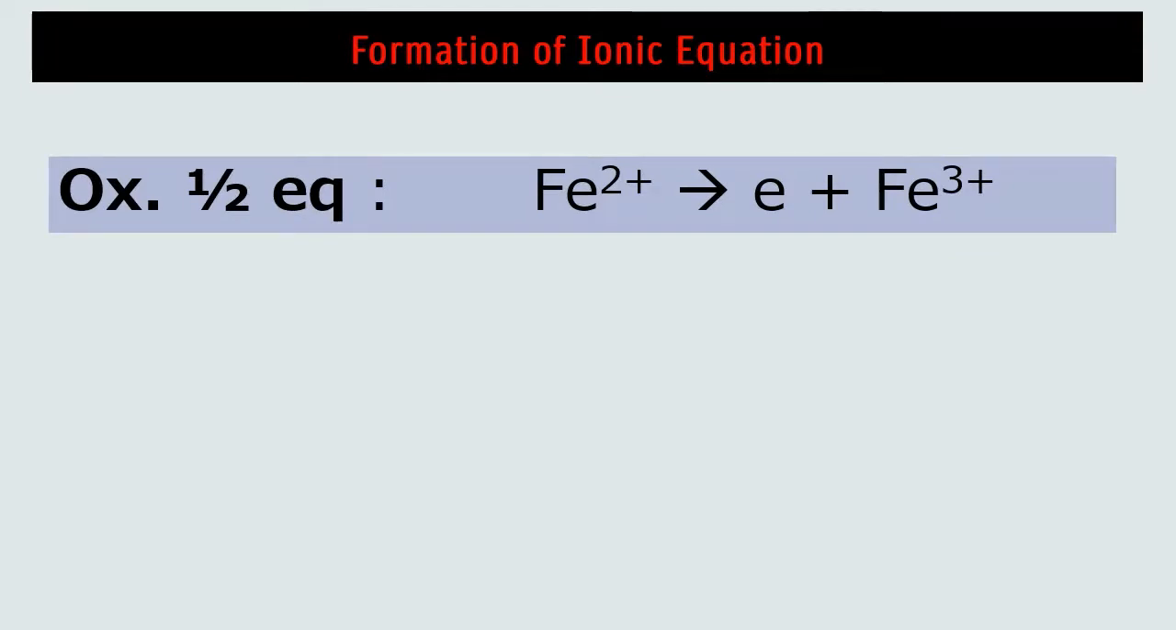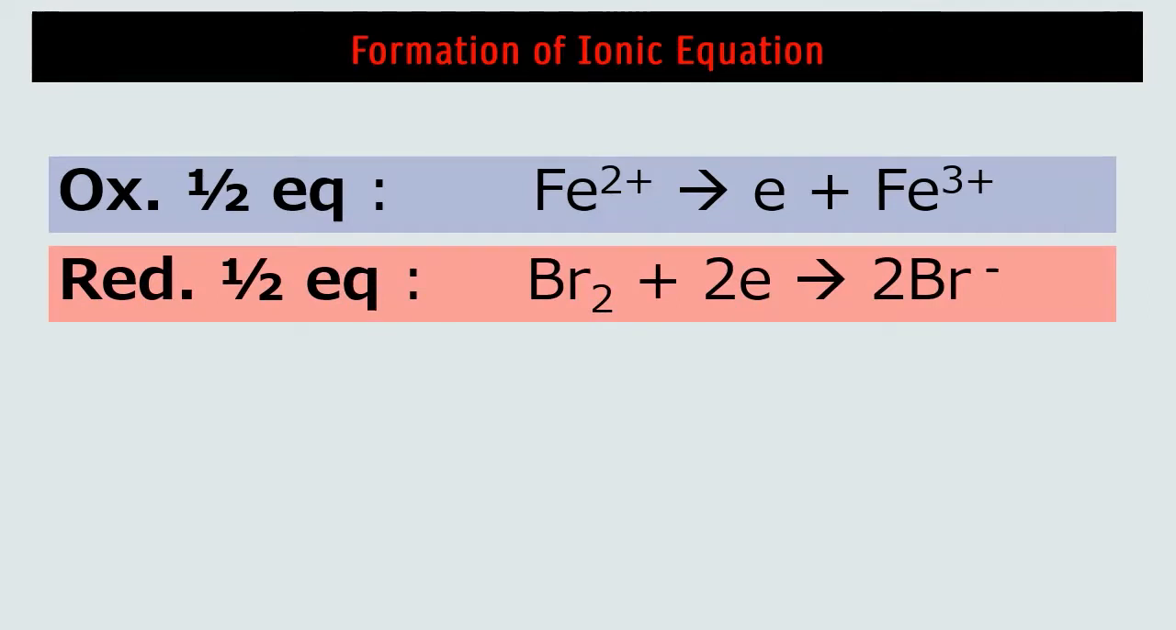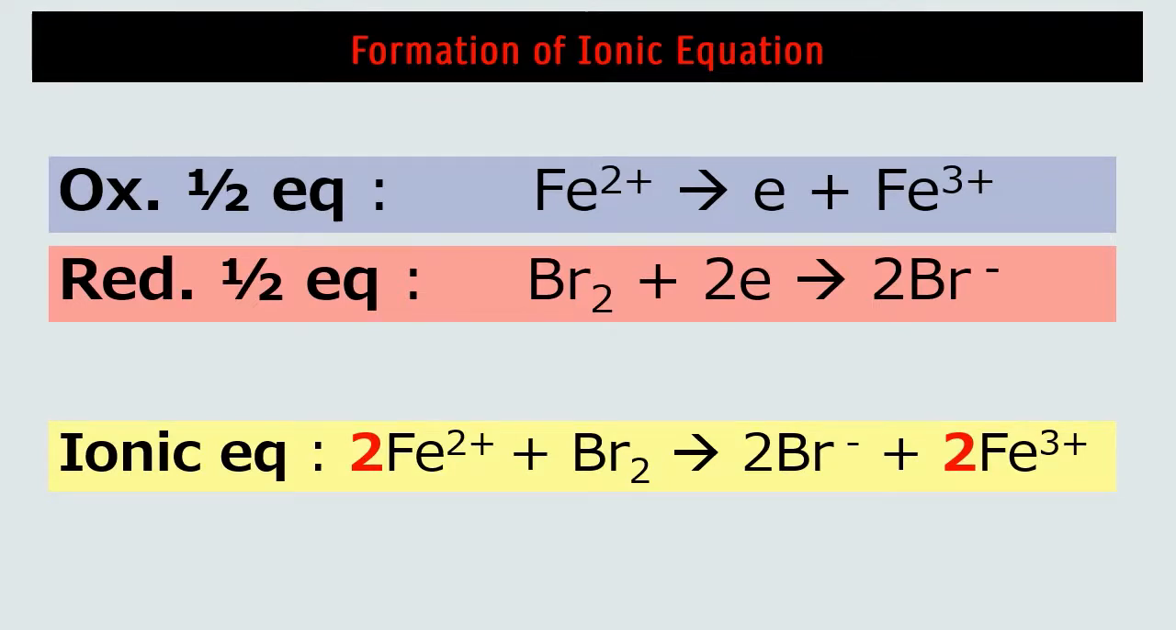This is the oxidation half equation, where iron 2 ion releases an electron to form iron 3 ions, while the reduction half equation shows that bromine molecule receives 2 electrons to form 2 bromide ions. In order to form the full ionic equation, we need to ensure that the quantity of the electron is the same.